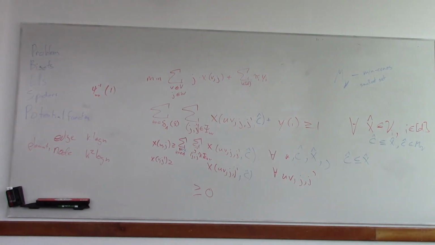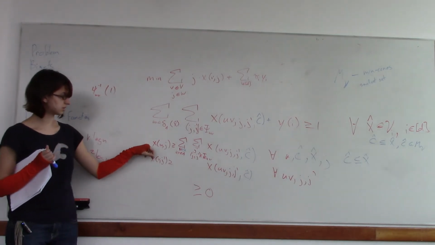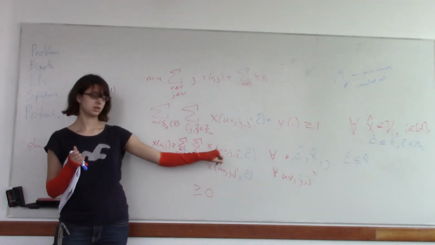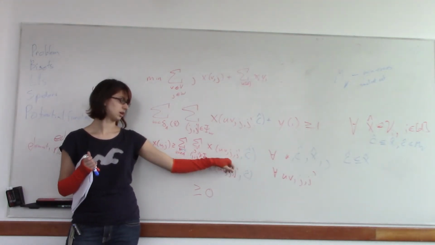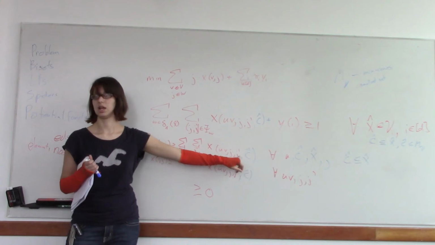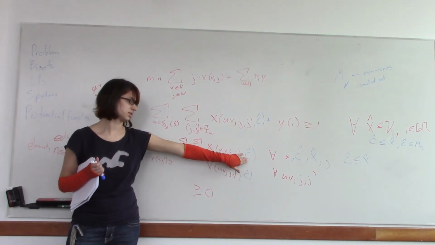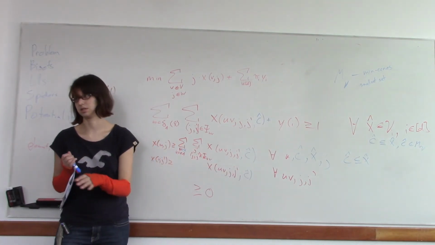So X, U, V, J, J prime just indicates that U gets J and V gets J prime, right? And this indicates that U gets J. This indicates that UV has J on one side, J prime on the other, and furthermore, that thing satisfies. This set helps out bisets that contain C hat.